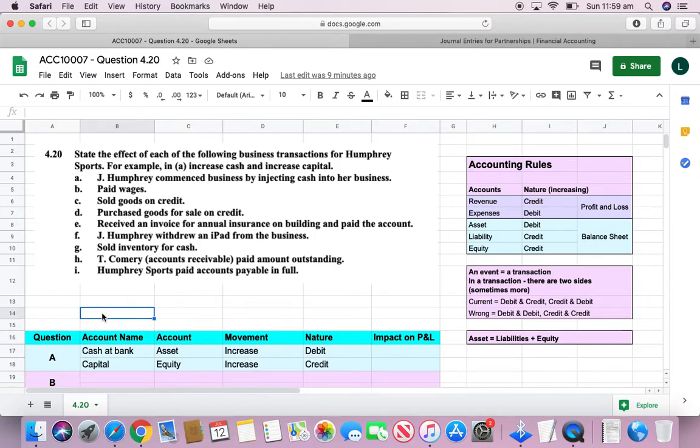Before I start, we are doing these transactions for Humphrey Sports. It's a company, it's its own individual entity. J. Humphrey is the director, so that's important to know. That's why we're using capital down here.